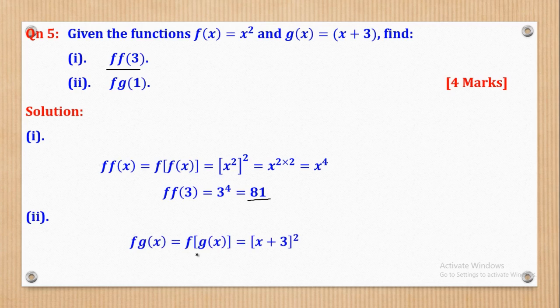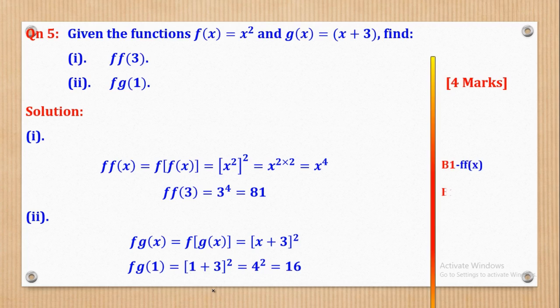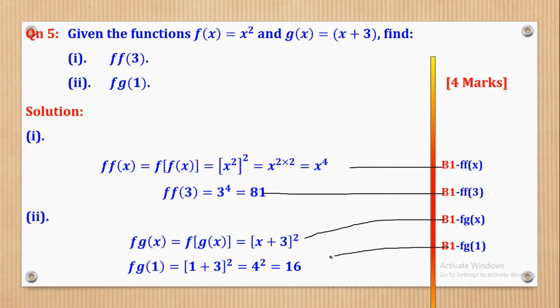So fg(x) means that you substitute the value of g(x) into f(x). So g(x) is this, so where there is x here, I'll put there x plus 3 to come up with this. So this squared is this. The next is to substitute for fg(1), where there is x, I'll put there 1 to come up with 4 squared, which is 16. So basically that's what they wanted. Now let's see how much can be awarded. So B1 for ff(x), B1 for ff(3), B1 for fg(x), B1 for fg(1).